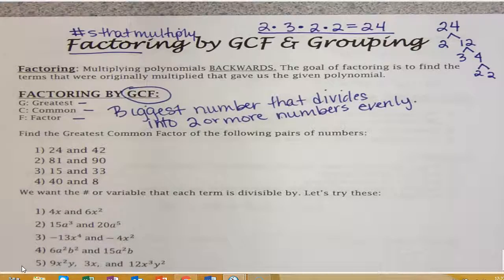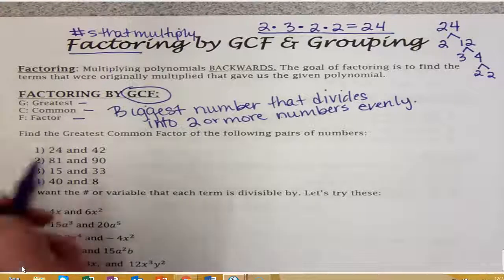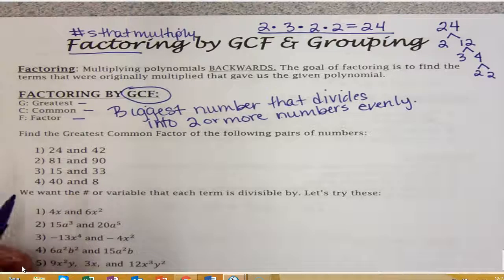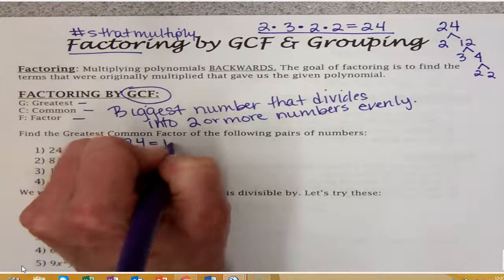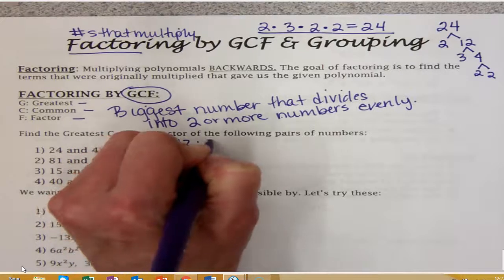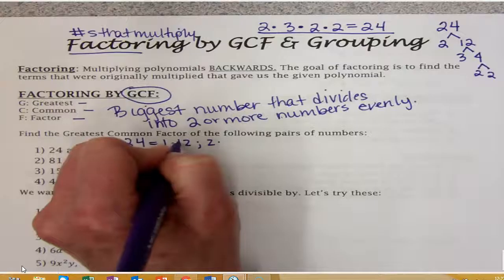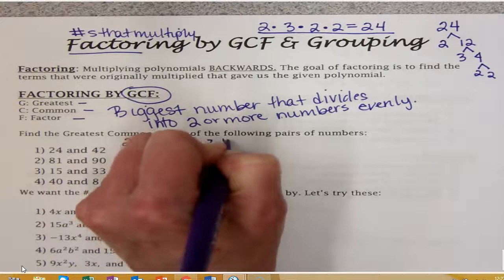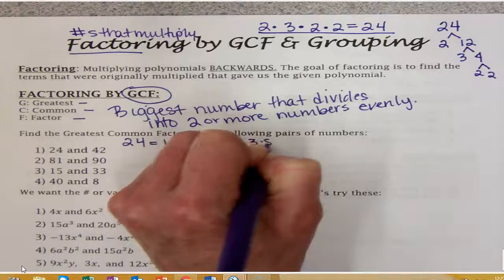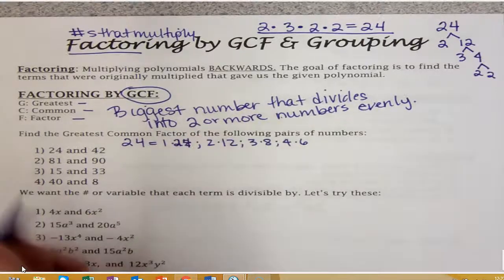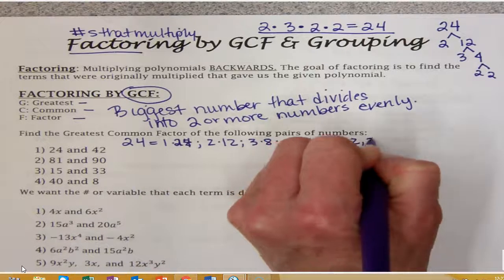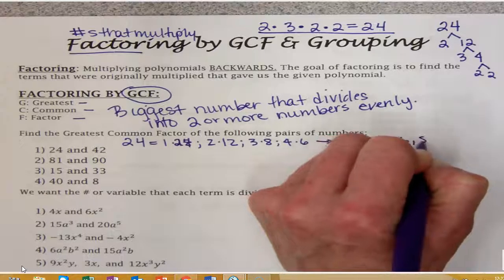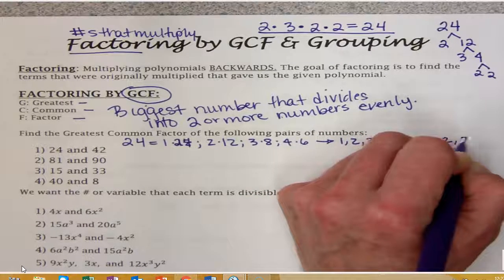All right? So when we look at 24 and 42, we're going to look and see what numbers multiply into 24. Well, we know that 1 and 24, 2 and 12, 3 and 8, and 4 and 6. So all of these are factors of 24: 1, 2, 3, 4, 6, 8, 12, and 24.